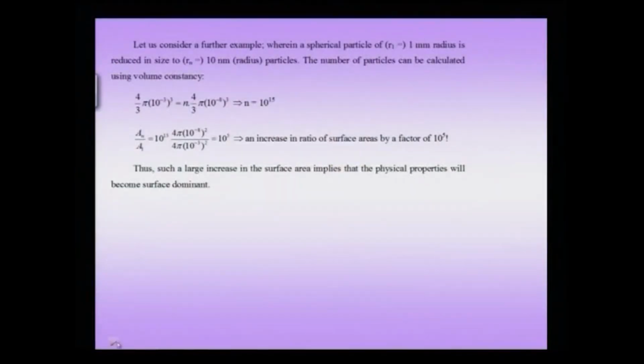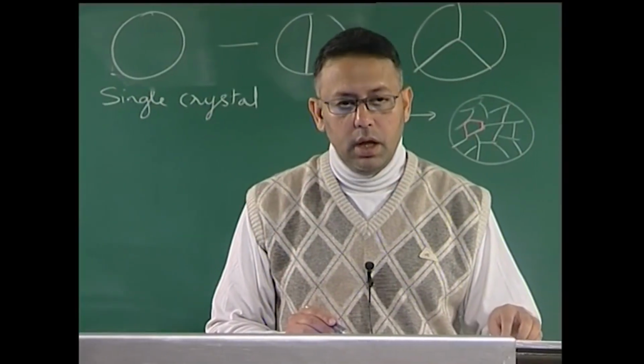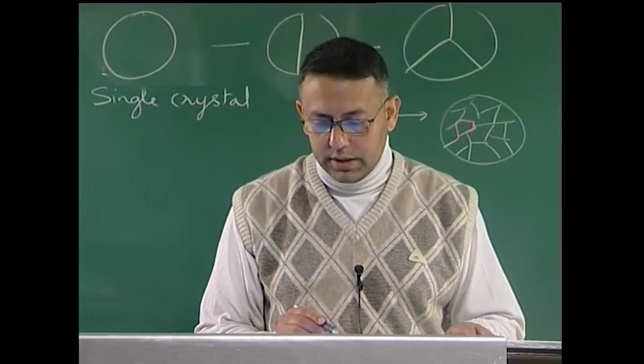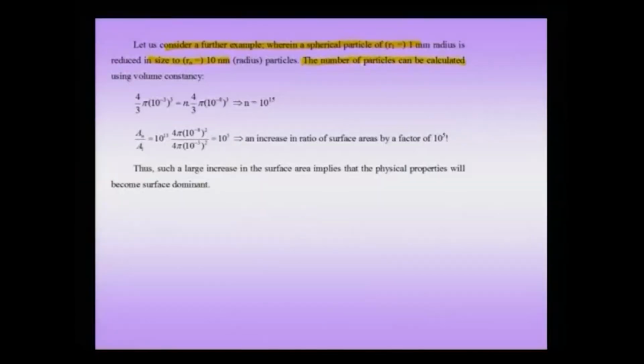Let us further extend the same example, wherein let us consider a spherical particle with radius equal to 1 millimeter. So, now this is a tangible particle 1 millimeter in radius, and reduce the size to 10 nanometers. That means, now I am starting with a tangible particle and reducing the size to the nanometric scale. The number of particles can be calculated using volume constancy like we did before.